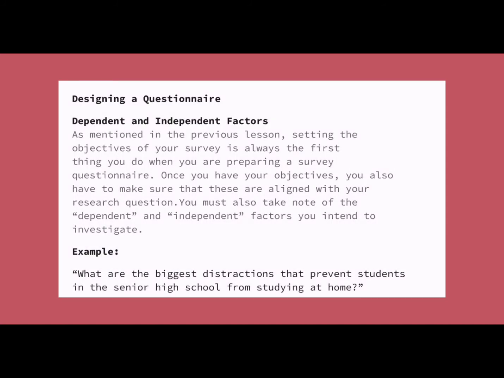So, for example, what are the biggest distractions that prevent students in senior high school from studying at home? We should begin with initial background research to get information. So, you can ask in your survey what students do at home. Once you have done the survey, the independent factor are the forms of distraction like gadgets, because this is what changes. While the dependent variable is the amount of time spent studying.